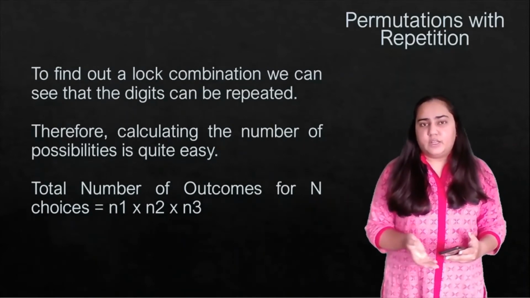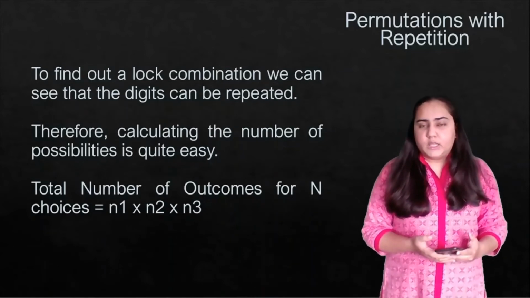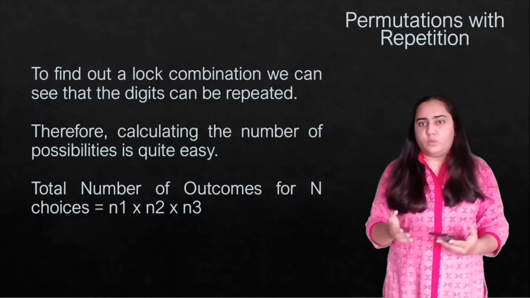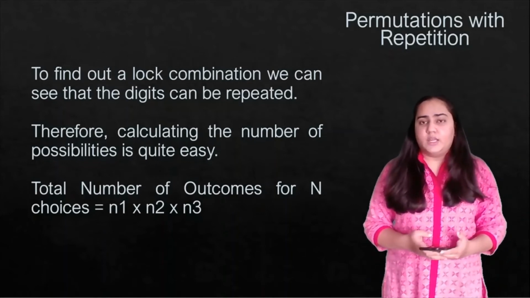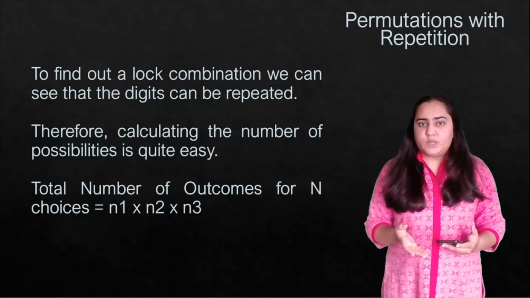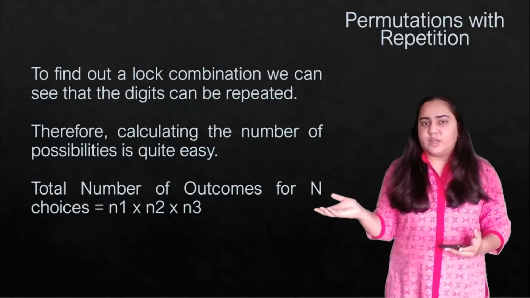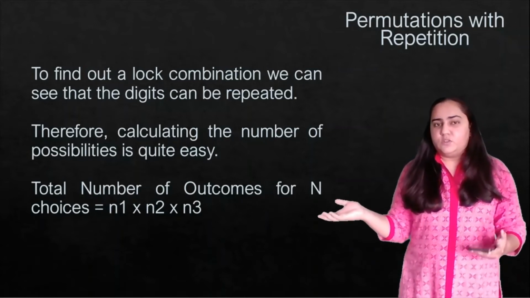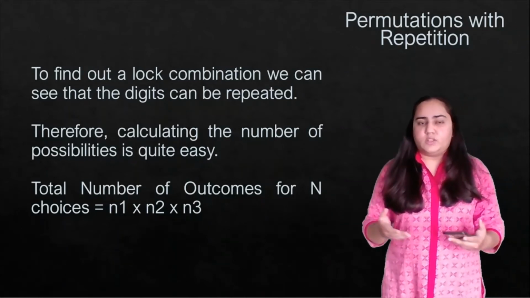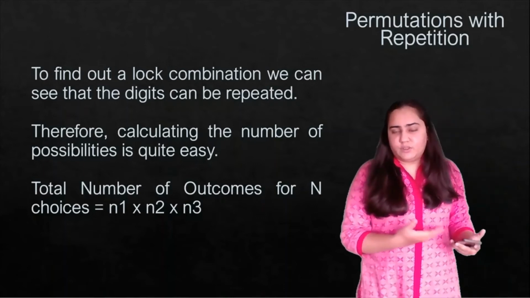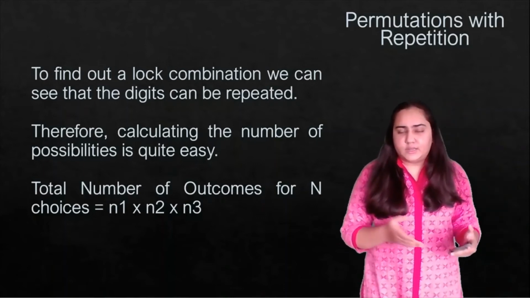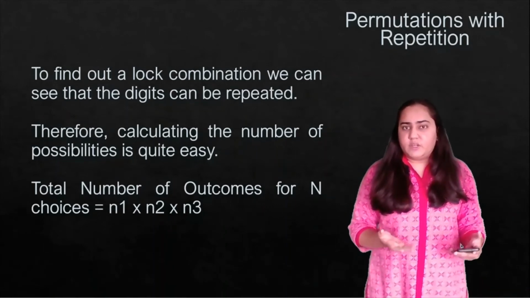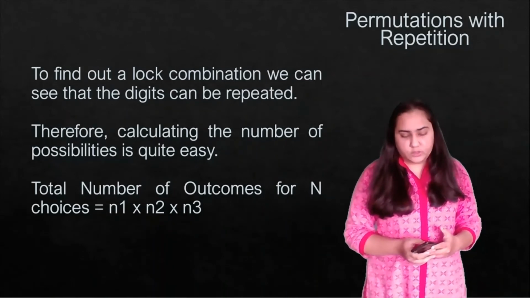If you had to find out the lock combination, then you know that the digits can be repeated. My lock combination could be 1, 1, 1, 1, which means all are ones, and there is repetition. So calculating the number of possibilities is quite easy. If you have n choices, the number of outcomes is simply n1 times n2 times n3, like we did previously. We just multiplied 10 and 10 because each digit has 10 choices. So it's very easy when you're working with permutations with repetitions.